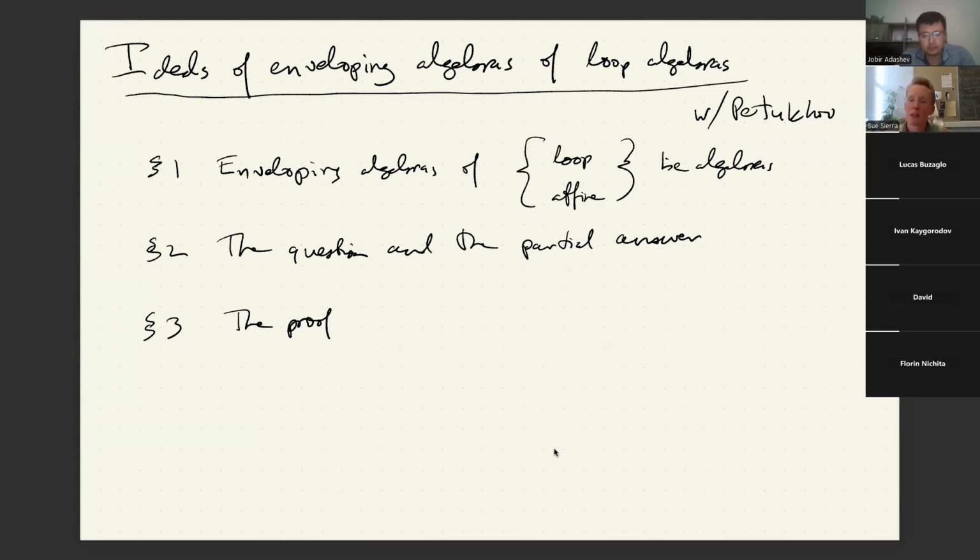So what I'm going to tell you about today is what is known about two-sided ideals in enveloping algebras of loop algebras. I'm going to start by talking about the kinds of Lie algebras I'll be looking at. Then I'm going to tell you the question that I want to answer, and I'll tell you the answer that we've arrived at. And then I'm going to talk a little bit about the proof of this partial answer to the question.